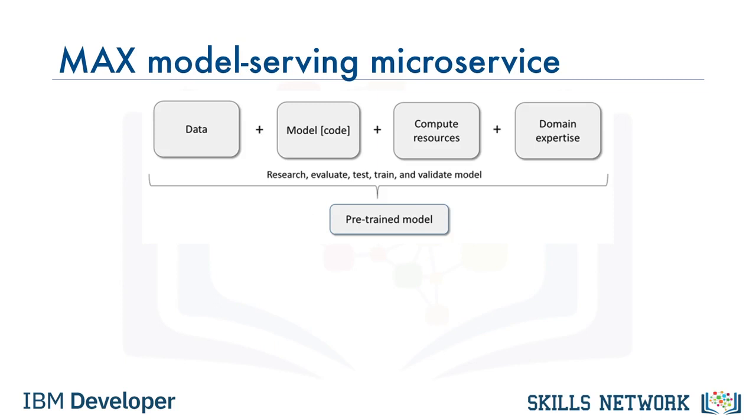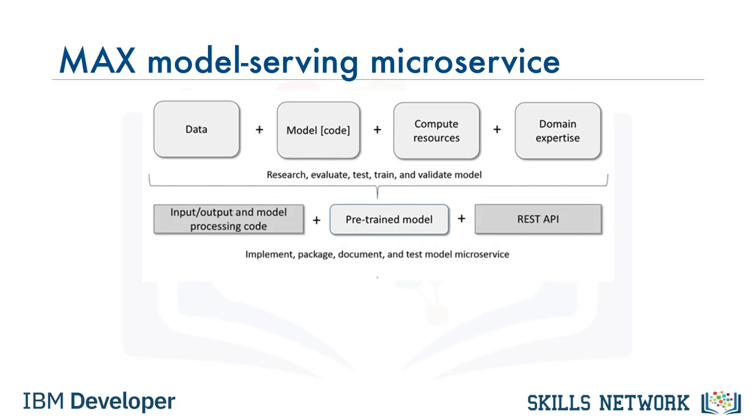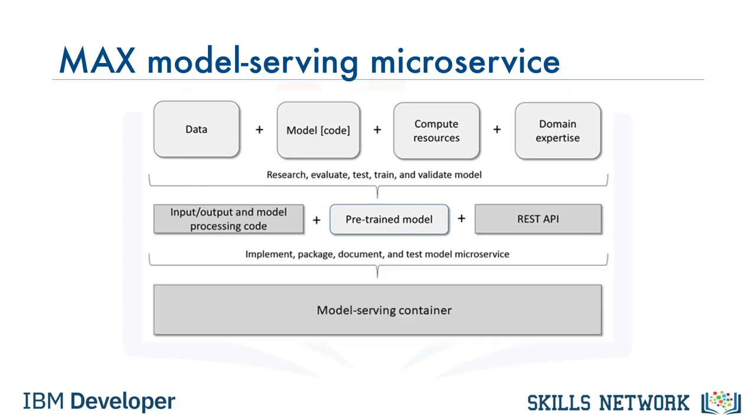Let's take a look at the components of a typical model-serving microservice. Each microservice includes the following components: a pre-trained deep learning model, code that pre-processes the input before it is analyzed by the model, and code that post-processes the model output, a standardized public API that makes the service's functionality available to applications. The MAX model-serving microservices are built and distributed as open-source Docker images.